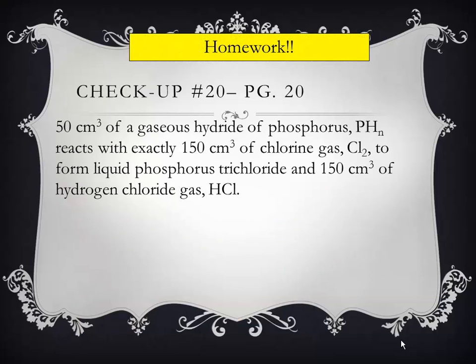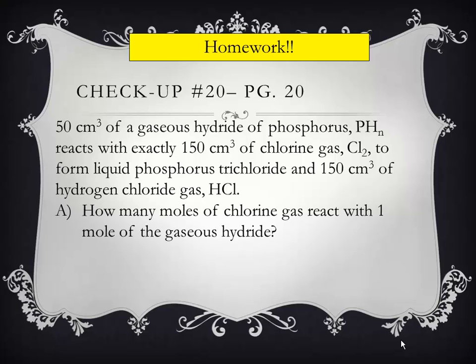Alright, the second homework question is to do basically the same thing. In this case, we have 50 centimeters cubed of gaseous hydride of phosphorus, PHn, we don't know what n is, reacting with exactly 150 centimeters cubed of chlorine gas, Cl2, to form liquid phosphorus trichloride and 150 centimeters cubed of hydrogen chloride gas. Since it's a gas, it's not hydrochloric acid, it's hydrogen chloride.